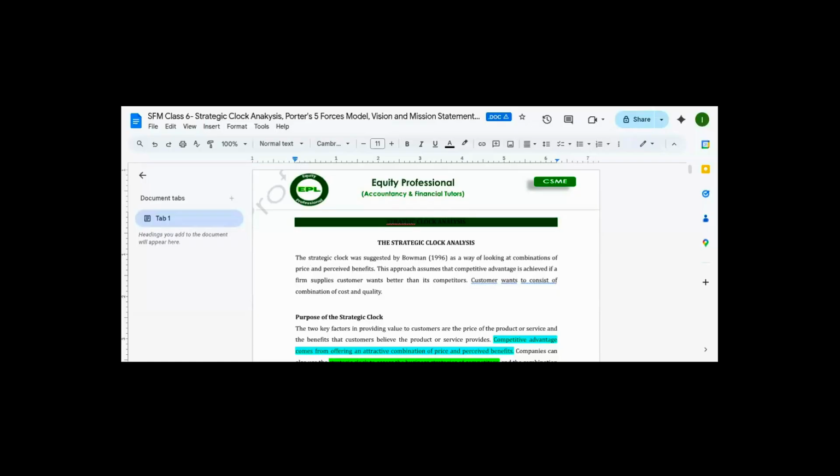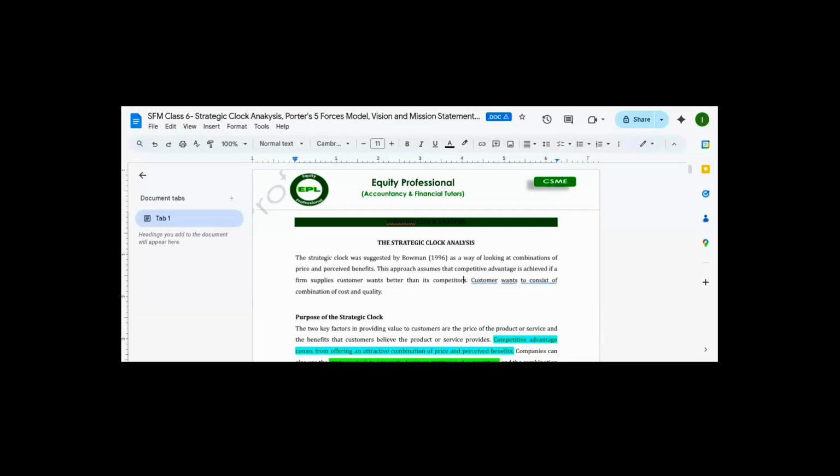Why is it called a combination strategy? It is called a combination strategy because it involves the use of price and any other strategy of choice to create value to the customer and gain competitive advantage. So when we proceed further, we are going to realize that this strategy approach assumes that competitive advantage is achieved if a firm supplies customers' wants better than its competitors.